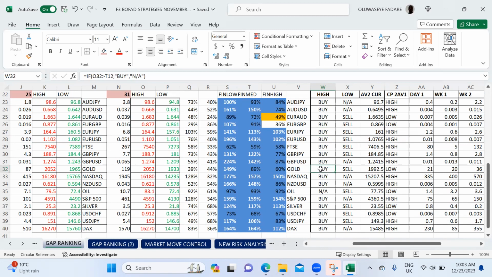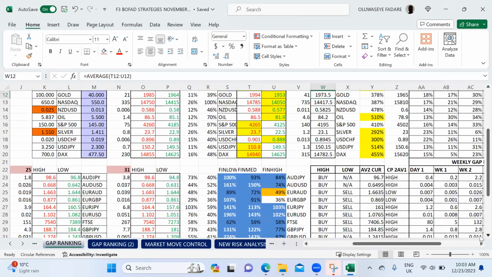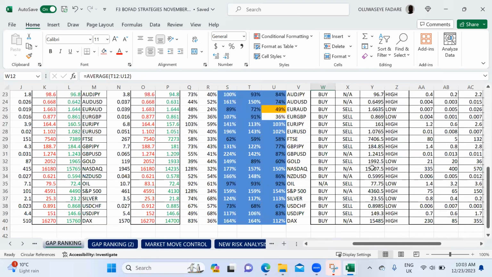Look at gold, for example, as well. We have buy and sell. So we have the ending control at 1992. So let's look at our first control for gold. You can see our first control is 1973.5. So which means the market finally went to a buy. Okay. So if we had bought upwards, we would have been able to recover the losses as much as 2052. So that's what that means. Okay. So this is a buy market.